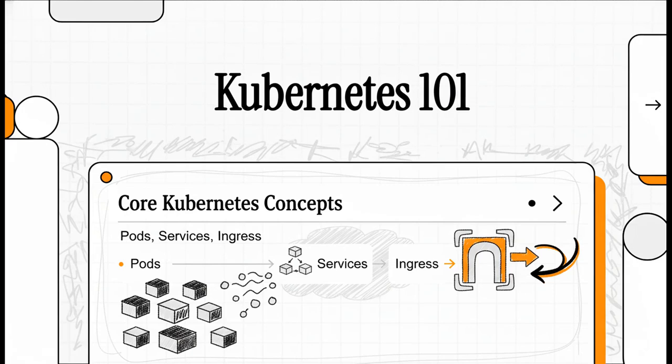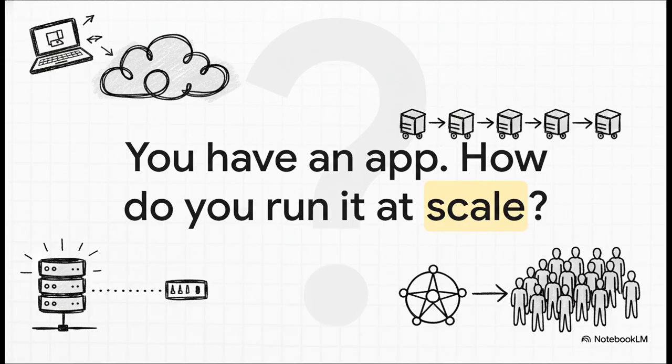Ever wondered how modern apps, the ones you use every day, run at such a massive scale? Well, you're in the right place. Today, we're going to break down three of the most fundamental concepts in Kubernetes: pods, services, and ingress that take your code and turn it into a powerhouse cloud-native application. Let's dive in.